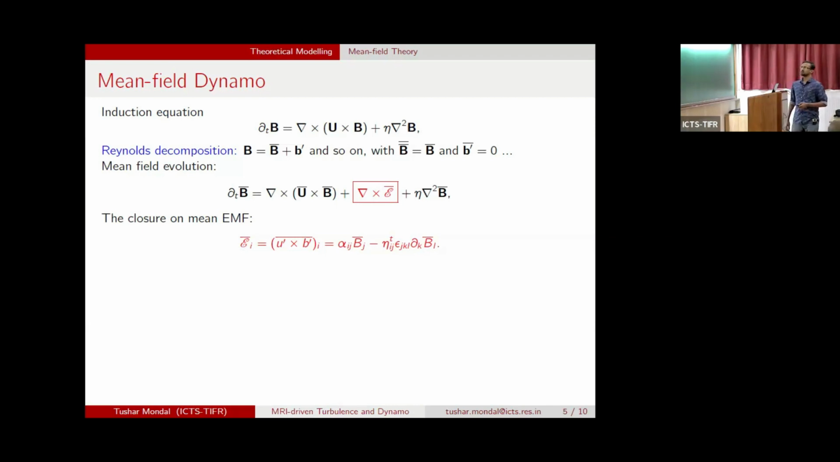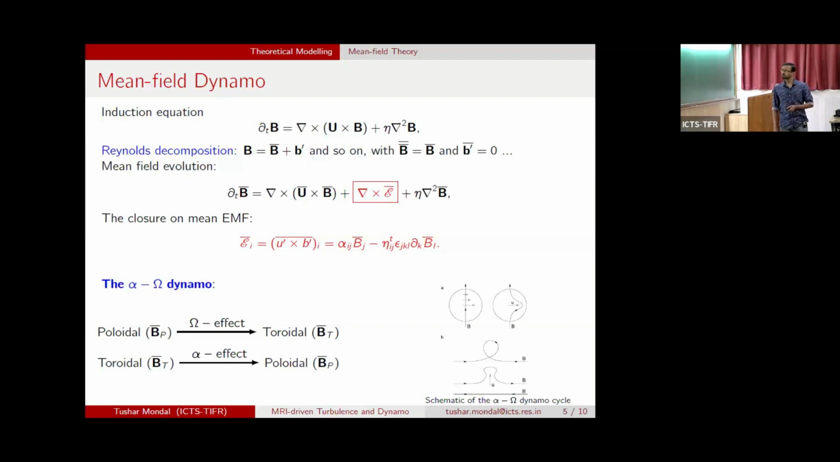To close this EMF, mean field dynamo theory gives the answer that the EMF can be expressed as a linear function of the mean field and its gradient, where this alpha effect tells how the alpha mechanism tries to generate some kind of large-scale field, whereas this eta tells the dissipation mechanism. A very famous mechanism is the alpha-omega dynamo: if the system has some kind of differential rotation, it can easily generate toroidal field from poloidal magnetic field through the differential rotation. It's called the omega effect, which is very common and very easy to explain.